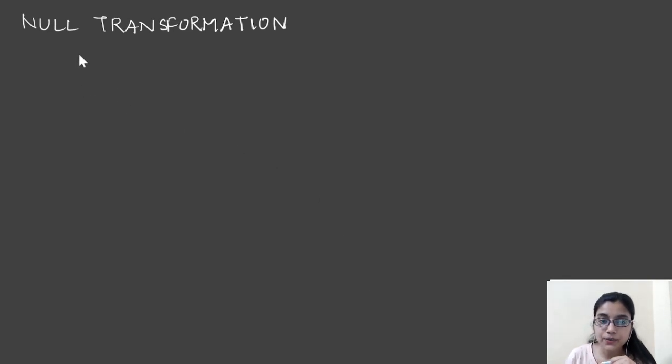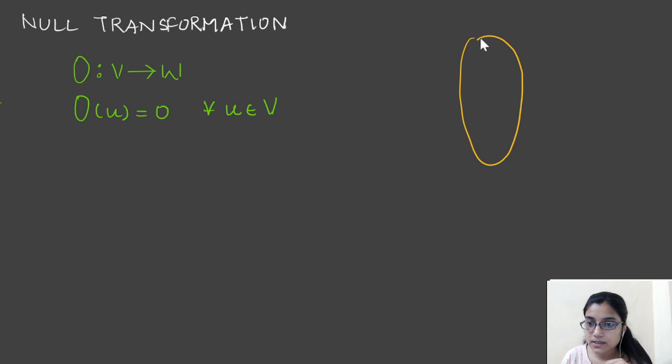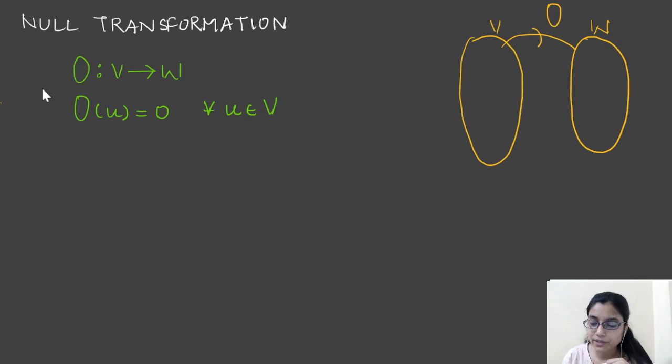We have defined the zero transformation as a map from V to W, where 0 of u equals 0 for all u belonging to vector space V. I am going to show you like this. Suppose this is our V and this is our W, and we have represented it like this. You can represent it by T or whatever symbol you want, but we generally define it like this.